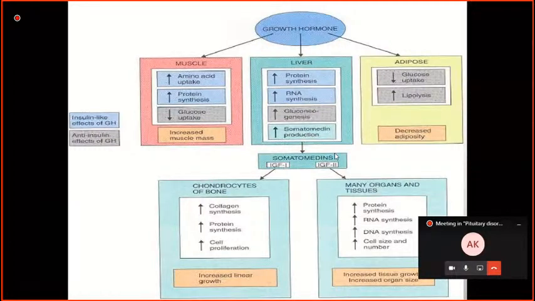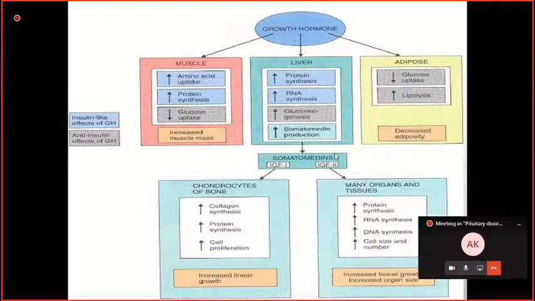It also causes an increase in lipolysis, so breakdown of adipose tissue, which causes decrease in adiposity. So you increase your lean mass: decrease in fat, but increase in muscle. It can also increase protein synthesis. There's an increase in RNA synthesis, so that's why you can have increased production of your soft tissue, your collagen, and all that.